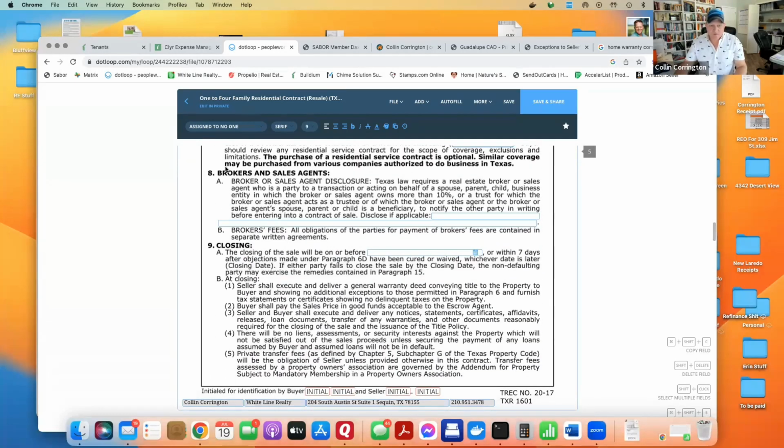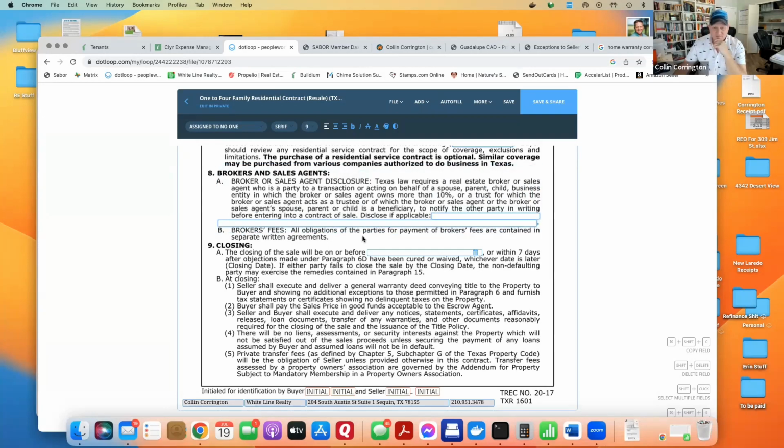All right, cool. Section 8. This is very important for white line. Very, very, very important. If you are selling a property that you own, that your mom owns, some close relative, right? It's all listed right here. If you own more than 10% of the LLC that is selling it, you have to disclose it. This is where that happens.